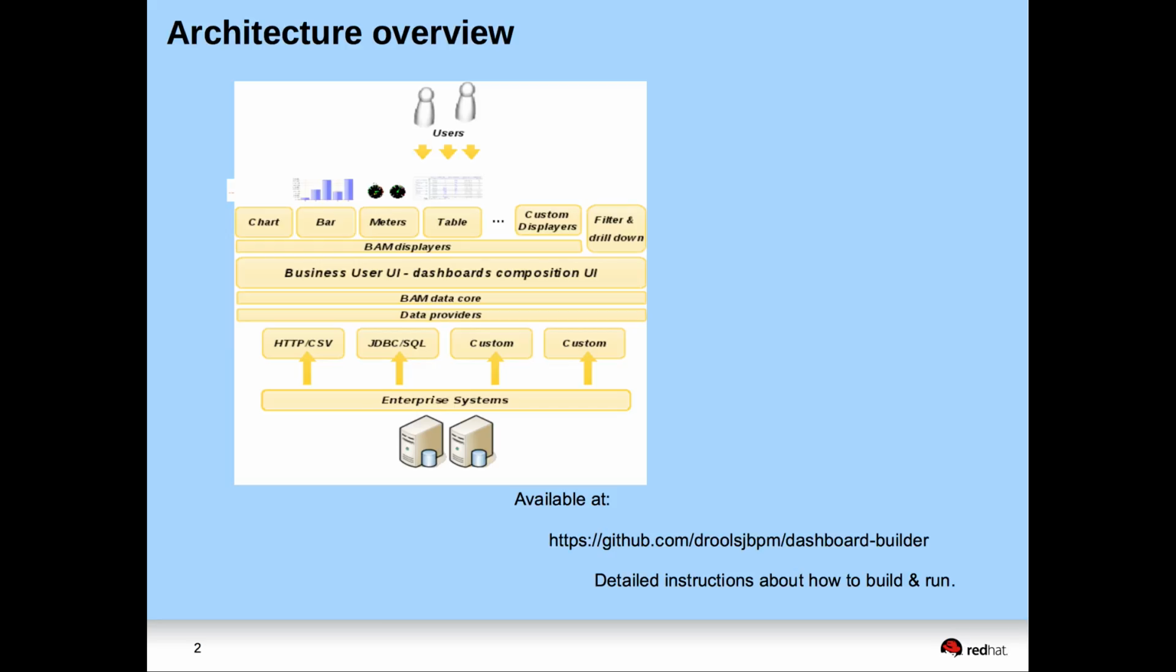Looking at the architectural overview here, we see that we have our systems at the bottom. We're going to have the ability to connect through HTTP or CSV files. We can also do SQL queries and possibly some custom things moving forward. It's adaptable and extendable. The data providers are what give the BAM data core something to work with.